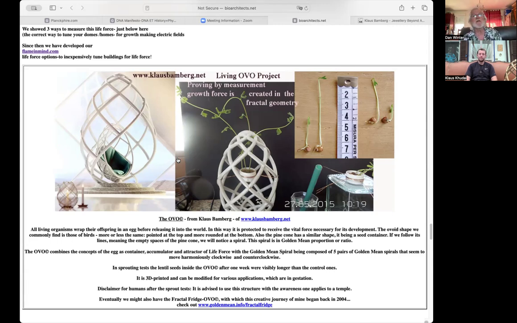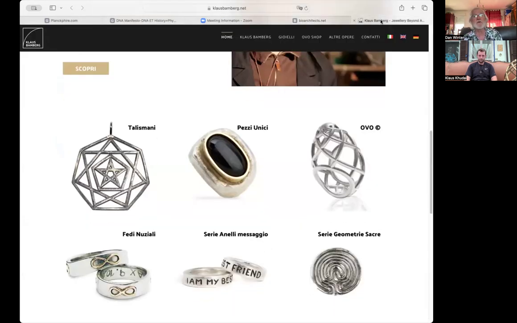You can read about that at bioarchitects.net and see the pictures. Then you can see more at Klaus Bamberg's website, klausbamberg.net. And that's our center in Torino, where Russ is right now.